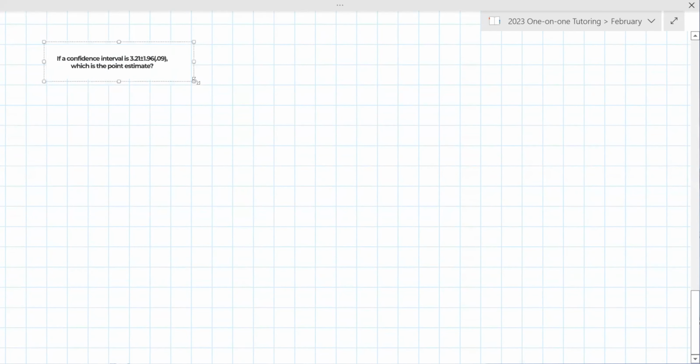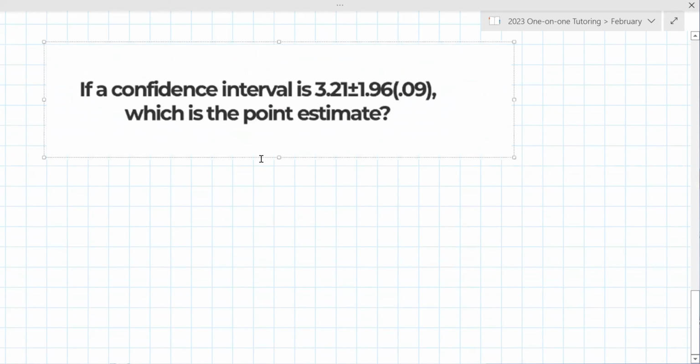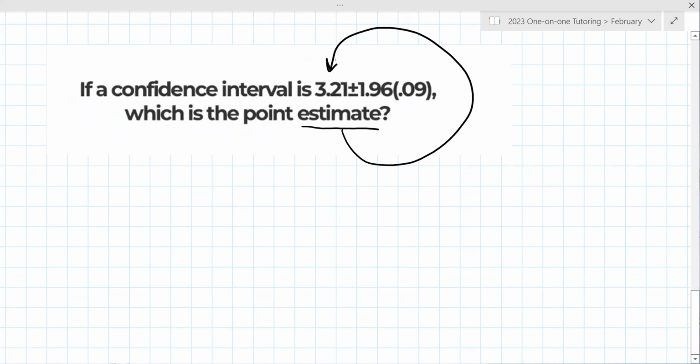Here we go. It says if a confidence interval is 3.21 plus or minus 1.96 times 0.09, what is the point estimate? The point estimate always refers back to the number in front of the plus or minus. So the point estimate is either the X bar if you're doing it for a mean, or it's the P hat if you're doing it for a proportion.